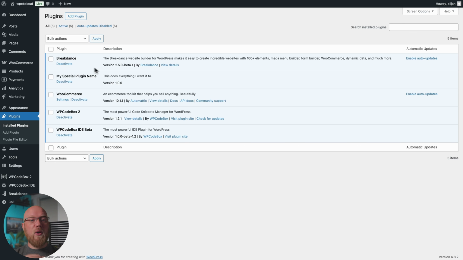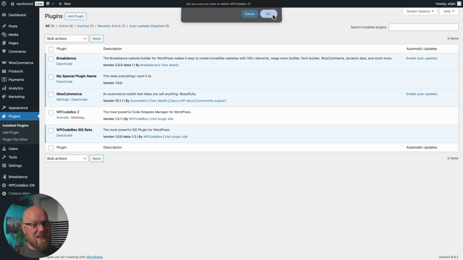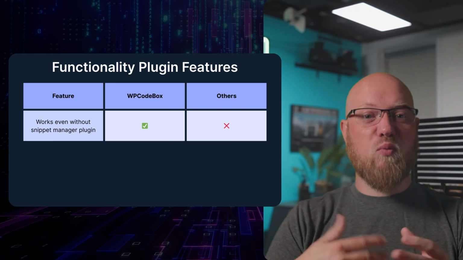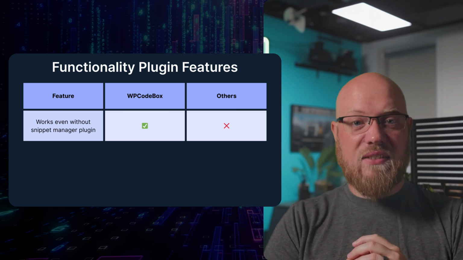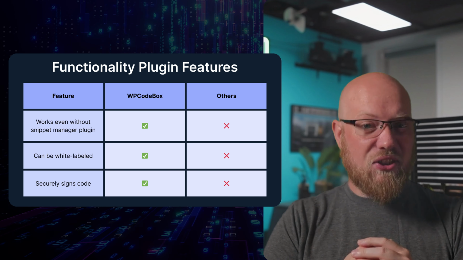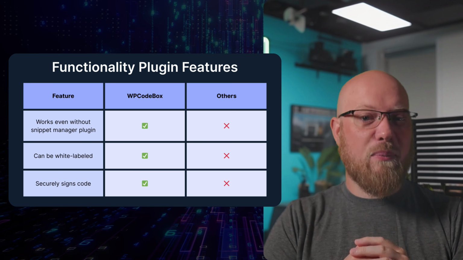This extra layer of security is there to give you peace of mind and isn't available in any other snippet manager. When you're ready to hand the site off to a client, simply deactivate and remove WPCodeBox completely. Your snippets will continue running via the functionality plugin. The fact that the functionality plugin runs without WPCodeBox active allows you to white label it and includes cryptographic signatures for the snippets, which sets it cleanly apart from other WordPress snippet plugins.